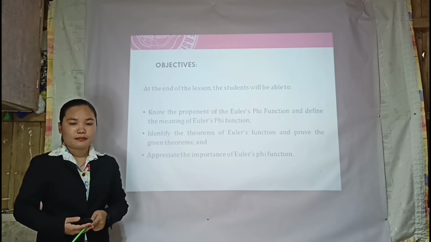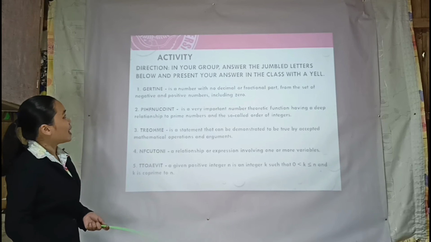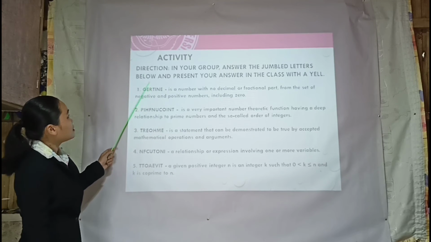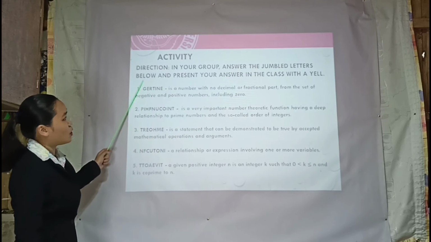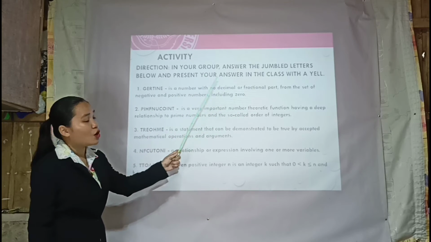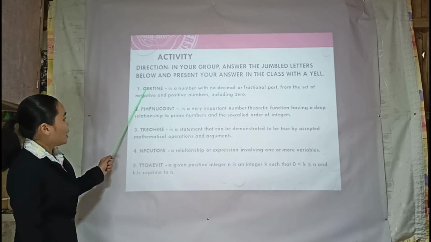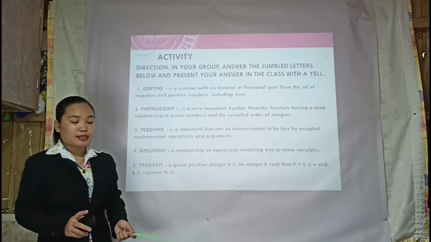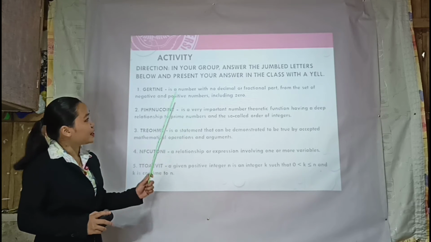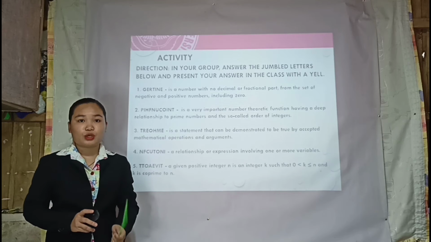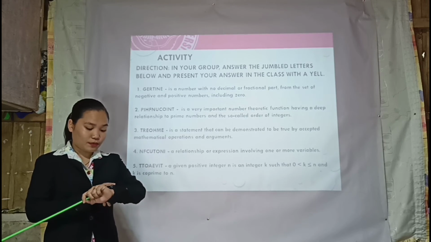Okay. Now, you will answer this activity. So, direction. In your group, answer the jumbled letters below and present your answer in the class with a yell. So, we have here a jumbled letters and you will answer it in 5 minutes. And for your yell, I will give you 3 minutes for you to practice. So, your time starts now.